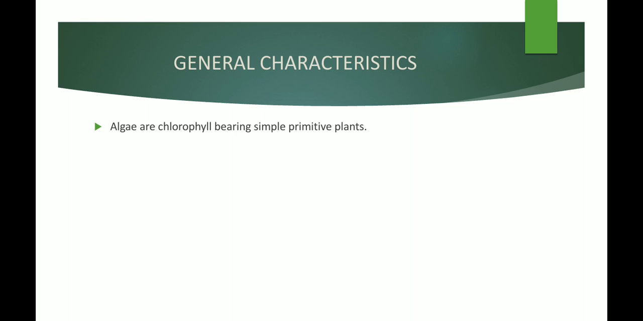So algae can be simple primitive and they are chlorophyll bearing. As they have chlorophyll in them, they are autotrophic in nature. Autotrophic means they can produce their own food and survive.